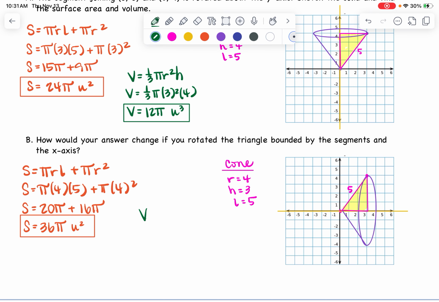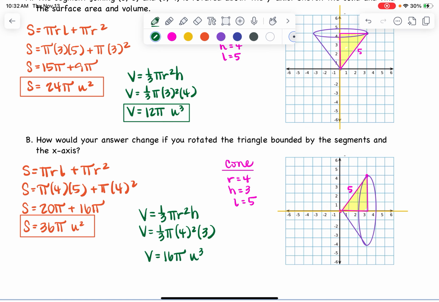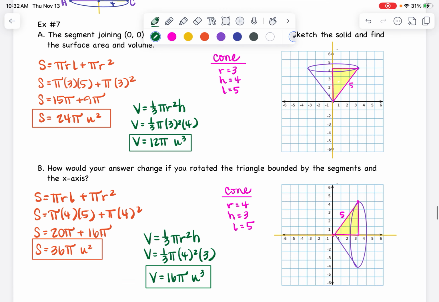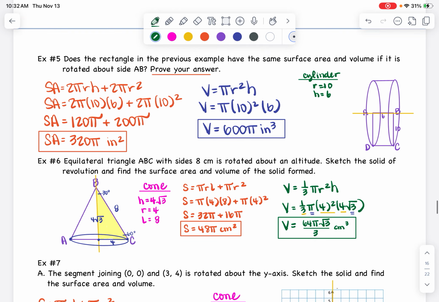All right, and then the volume formula, 1/3 pi r squared h. So 1/3 pi, our radius is now 4, and our height is 3. So we're taking 1/3 of 3, 16 pi is what we should be getting there. And that's cubic units. And notice that's pretty significantly bigger. We started with 12 pi and it increased to a volume of 16 pi just by spinning it around a different axis.